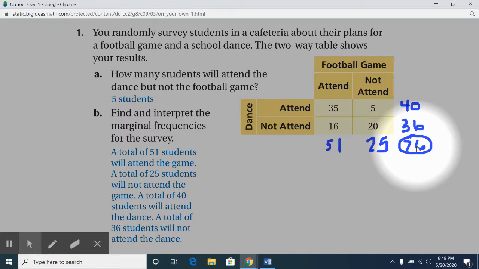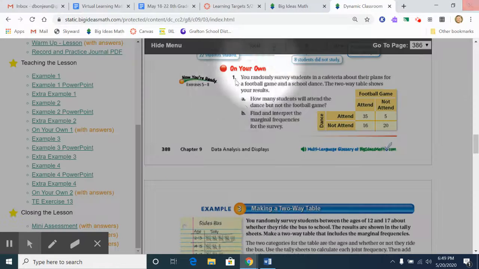And again, let's remember, we also need to interpret this. There were 76 students surveyed in the first place, all right? So that should make some sense.